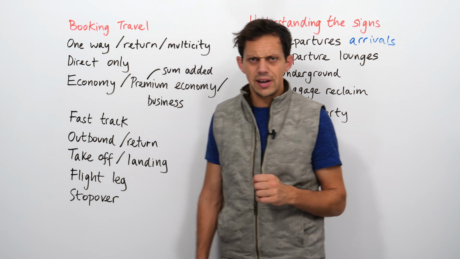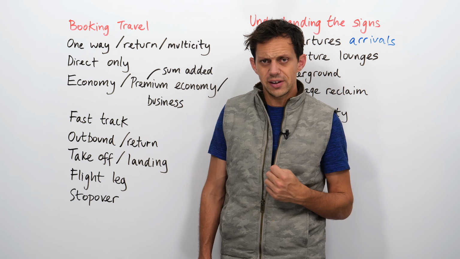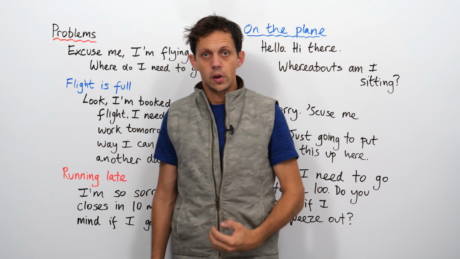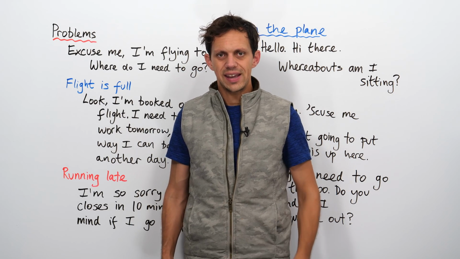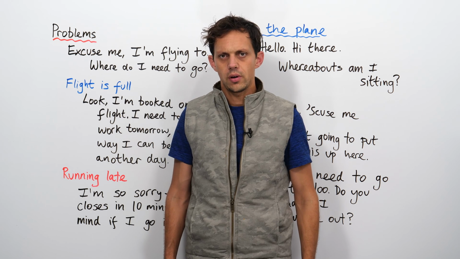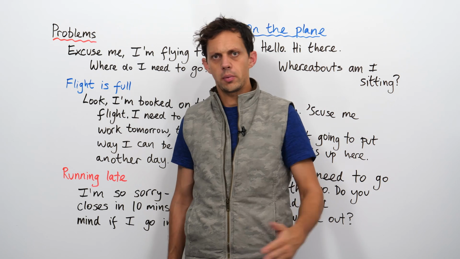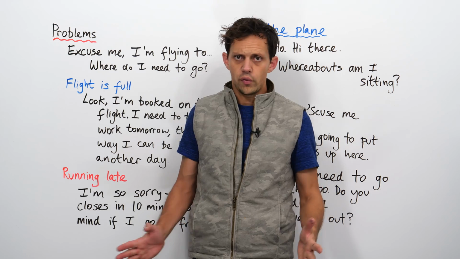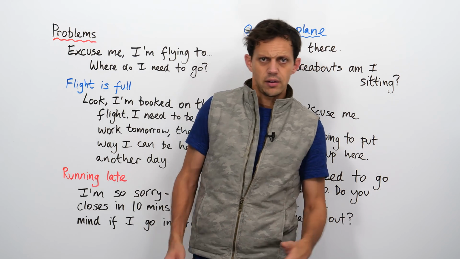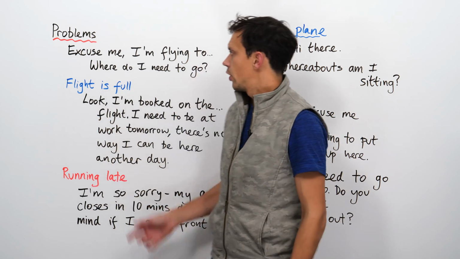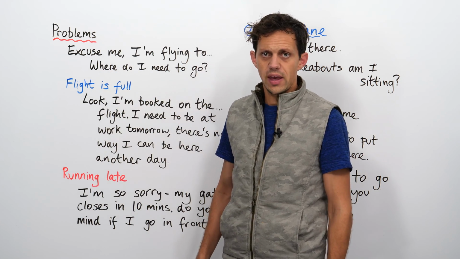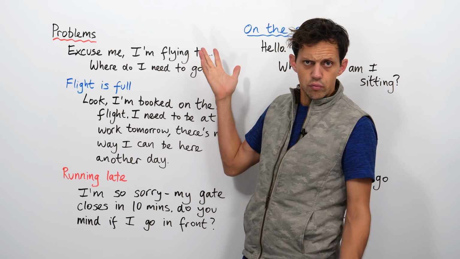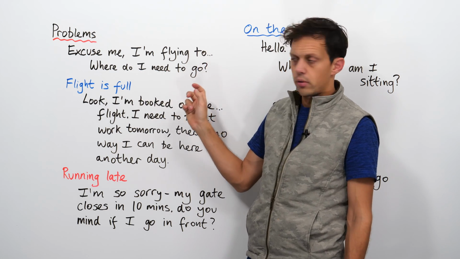Right, we're going to look now at some of the problems that can happen and what you might need to say. Now, sometimes when you arrive at airports, it can be confusing where to go. Are you meant to be in Terminal 1, Terminal 2, North Terminal, South Terminal, 1, 2, 3, 4, 5, A, B? Where is it? So you could ask someone who works at the airport, "Excuse me, I'm flying to Rome. Where do I need to go?"